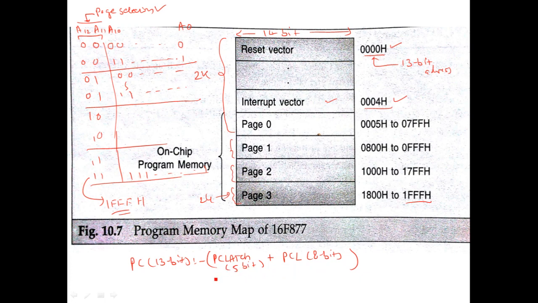But out of these 5 bits, the two most significant bits may be 00 or 01 or 10 or 11, as we have seen here, to select the page. Is it clear? Okay, so that is all about your program memory.